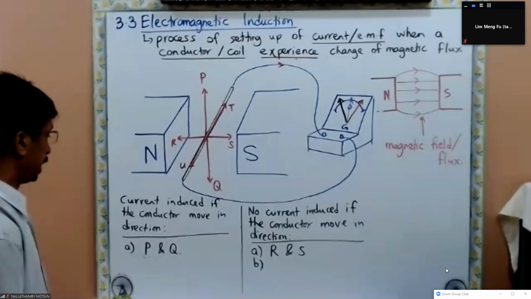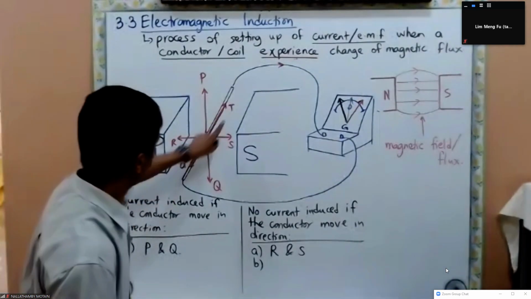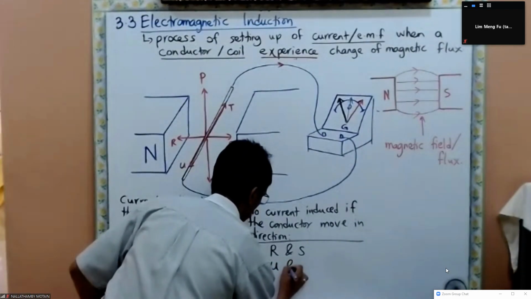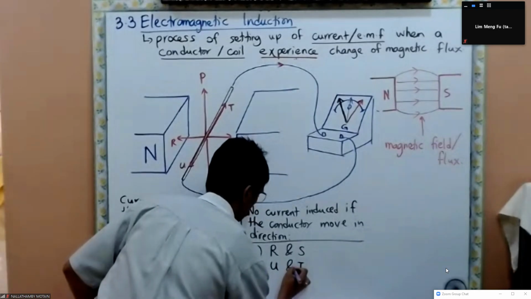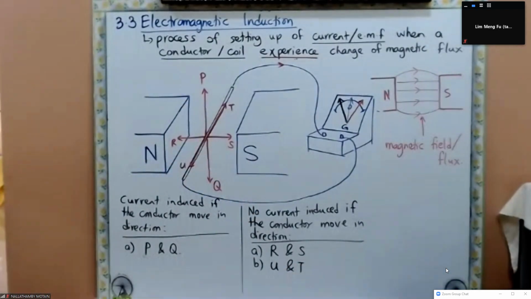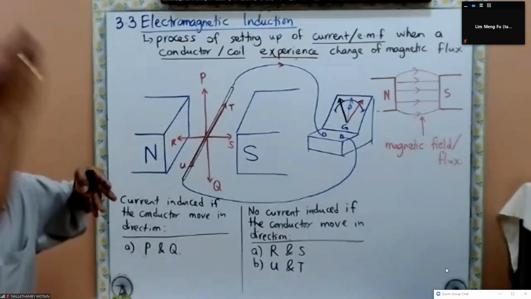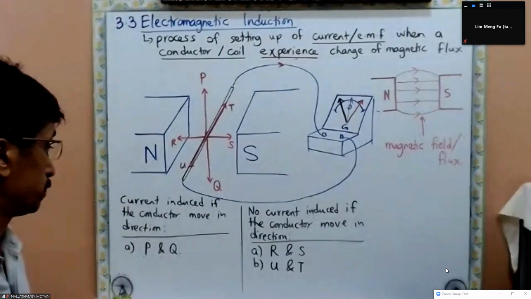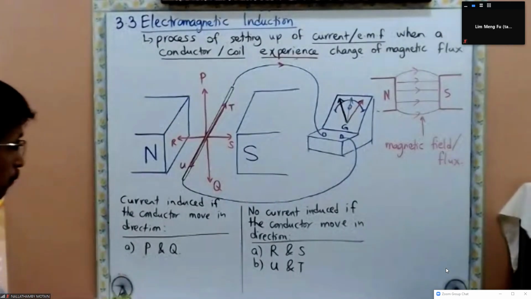Okay, and then one more: U and T. No current induced because it is not cutting magnetic flux. Once it cuts, yes, current is induced. If it cuts magnetic flux, current is induced.